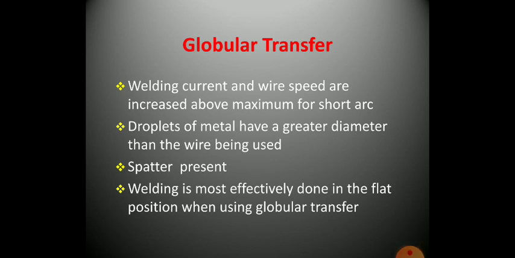Like in the short circuit we were maintaining this, now we are increasing this. So what happened when we increased the speed and the welding current? The droplet of the metal has a greater diameter than the wire being used. The increase in droplet diameter means an increase in the deposition rate. Spatter is present because of the increase in the current.